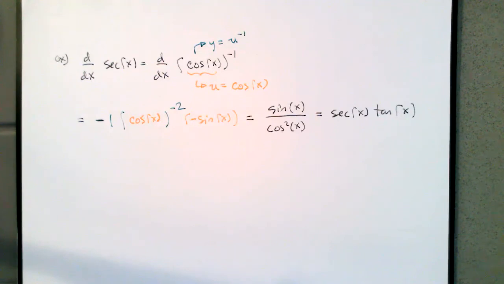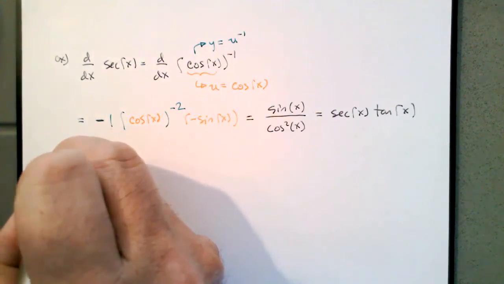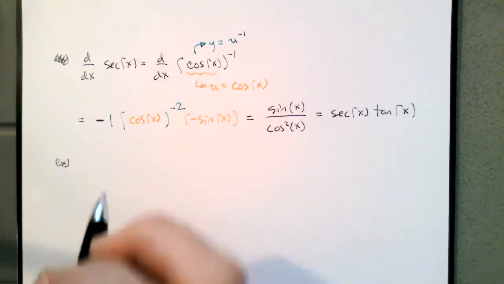So here's one of our new core derivatives. The derivative of secant x is secant x tangent x. Now we can use secant with our product rule, quotient rule, and chain rule, just like we did before. I guess this was not so much of an example as a new core derivative.